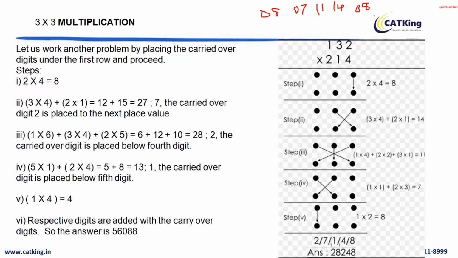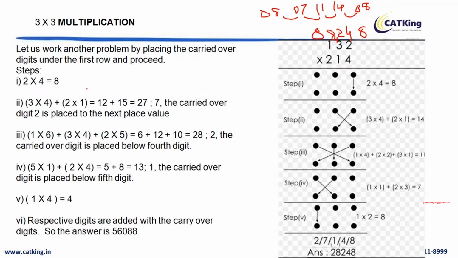So the last number as it is, so that is 8. Then consecutive addition, so 0 plus 4 will give you 4. 1 plus 1 will give you 2. 1 plus 7 will give you 8. And 0 plus 8 will give you 8 again. So your answer is 88,248.